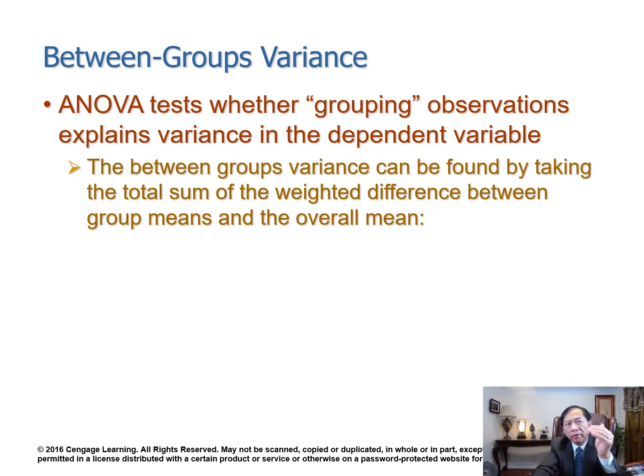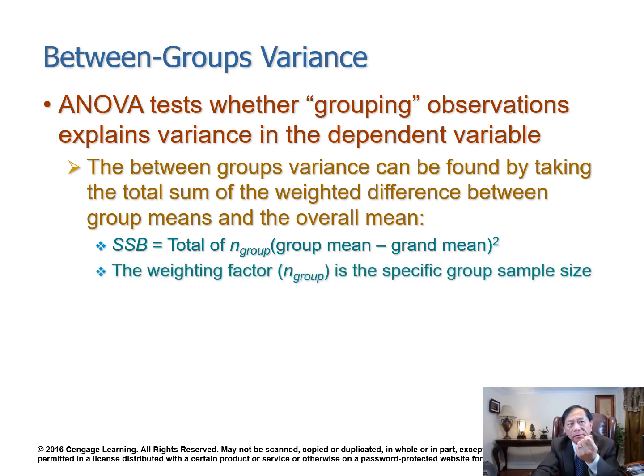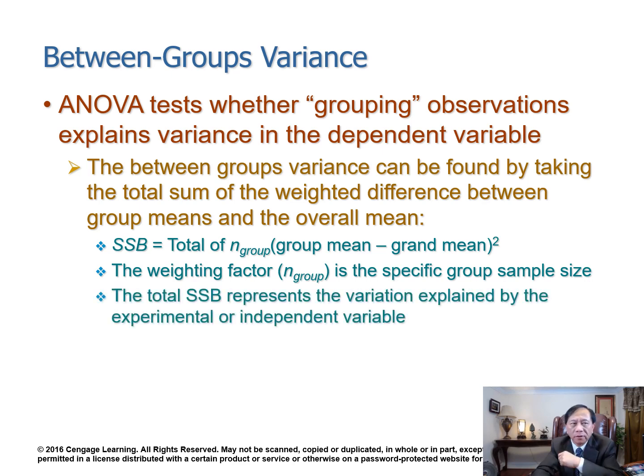The between group variance can be found by taking the total sum of weighted differences between group means and the overall mean. So the sum of squares between, SSB, equals the group mean minus the grand mean, the grand mean being the total average, squared. The weighting factor here is the specific group sample size. The total SSB, sum of squares between, represents variation explained by the experimental or independent variable, in this case the group.